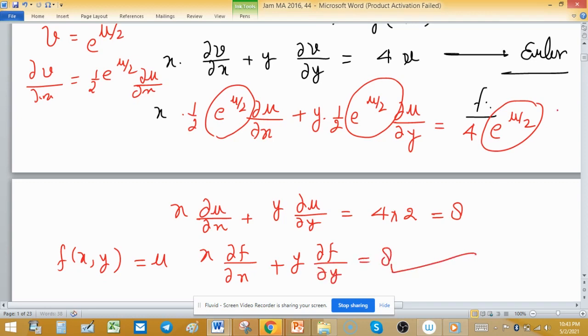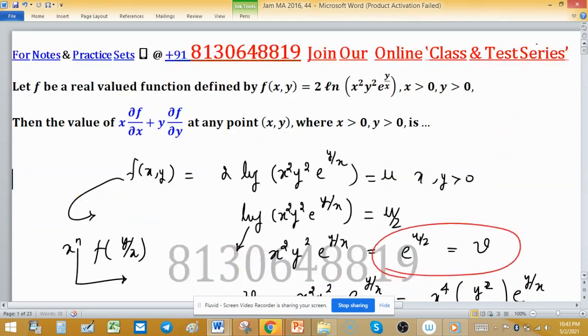Now 8 is the solution, or 8 is the value of this expression as asked at any point x y, because we have no restriction over x and y.